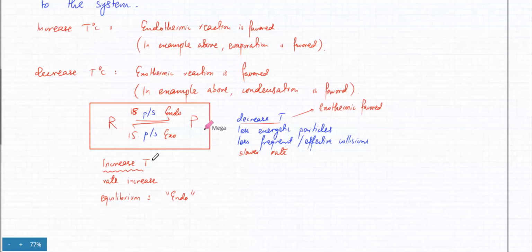And whenever you increase temperature, rate of reaction suggests that both reactions would speed up. But equilibrium is going to suggest that the endothermic reaction would still be faster compared to the exothermic reaction. Hopefully, is this point clear? Yes or no? Is this point clear?